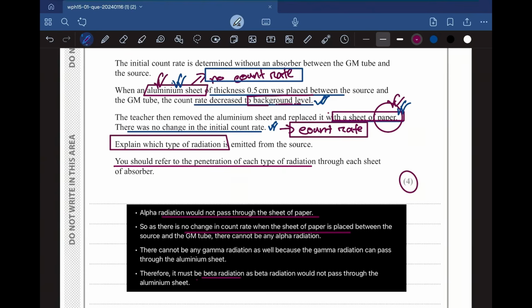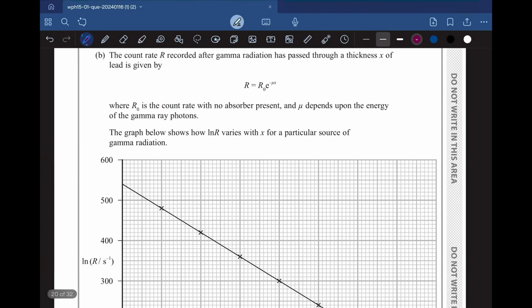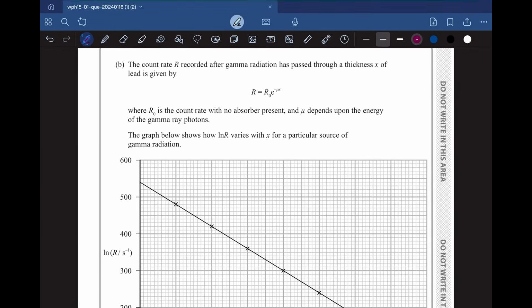Now moving on to the next part of this question, it says the count rate R recorded after gamma radiation has passed through a thickness x of lead is given by R equals R naught e to the power of minus mu x.